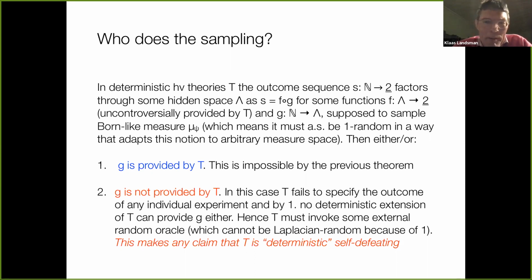But you could put it a little further. T cannot even invoke a deterministic oracle. It cannot ask another deterministic theory for the specification of this function G, because it would lead to the same contradiction. And therefore, these deterministic theories must, in fact, in order to do the sampling of their Born measure or Born-ish measure, invoke an external random oracle. And it has to be random in a pure sense. It cannot be Laplacian random, because then again you run into the same contradiction with this Chaitin theorem. And so the necessity for these deterministic hidden variable theories to invoke external oracles that have to be random in the sense that they produce one-random outcome sequences, which the theory itself cannot do, I would say makes the claim that these theories are deterministic self-defeating.